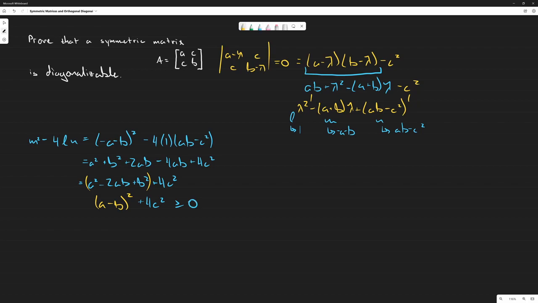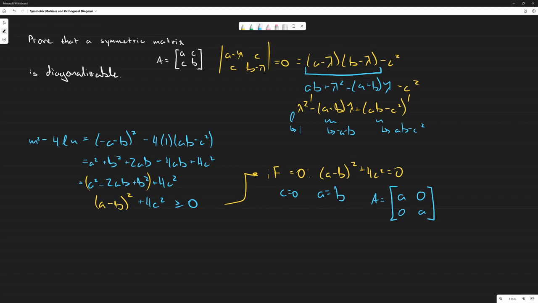So what happens if this is equal to 0? If this is equal to 0, then we know that (a minus b) squared plus 4c squared is equal to 0. What this tells us is that c is going to equal 0 and a is going to equal b. We end up with a matrix that is a, 0, 0, a, and this is already diagonal. So this already tells us that this is diagonalizable, because it's already diagonalized.